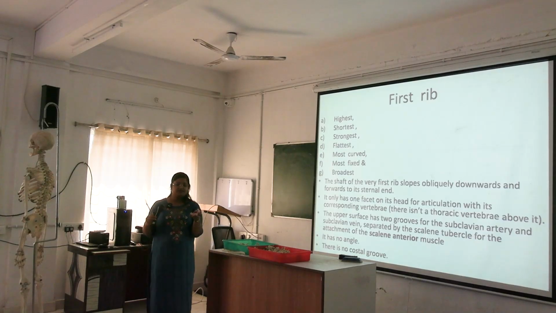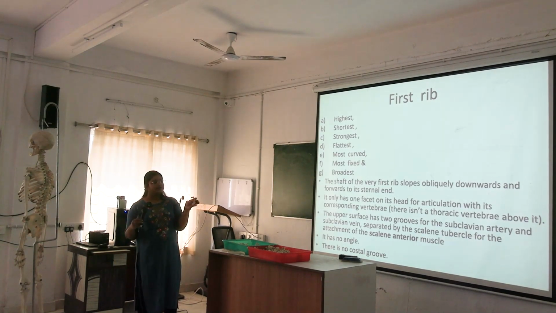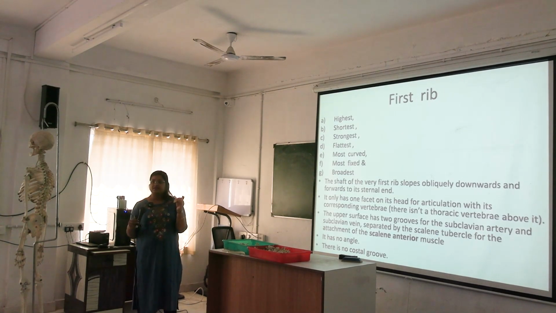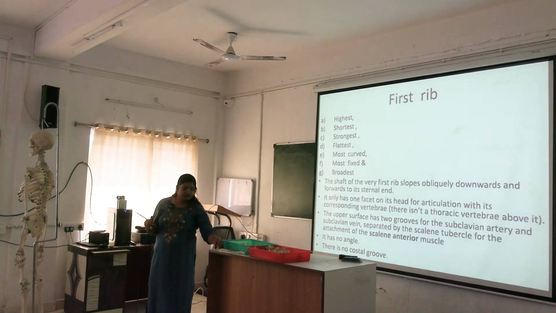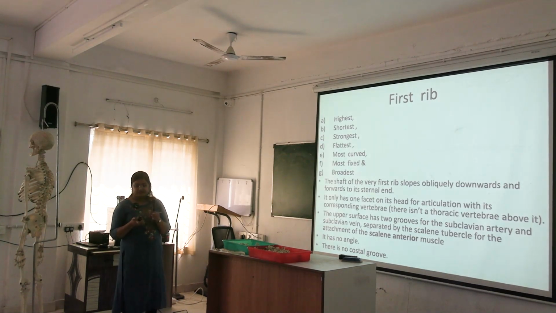Understood? And the concave surface will be medial, convex is lateral, that you know. And the articulation for costal cartilage will be anterior, head, neck, tubercle will be posterior. So this is the first rib of the left side. Understood? You have to determine the side.